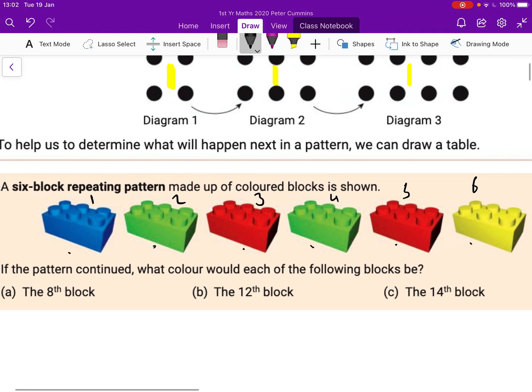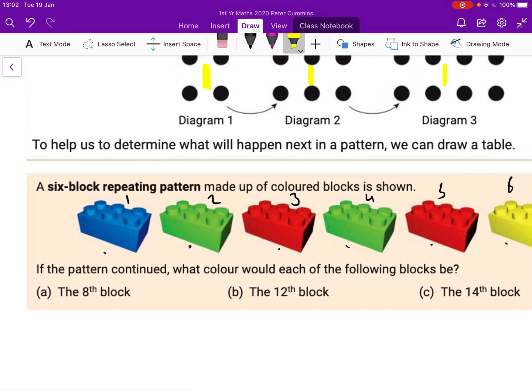And you say, well, okay, what do we reckon block 8 is going to be? Well, we can only assume that that pattern is going to repeat itself. So it's going to be blue, green, red, yellow. That's the pattern. So then we can assume the 7th one is going to be blue, and then the 8th one is going to be green. So our 8th block is going to be green, because this pattern is going to keep repeating itself. So we could keep going as long as we wanted to.